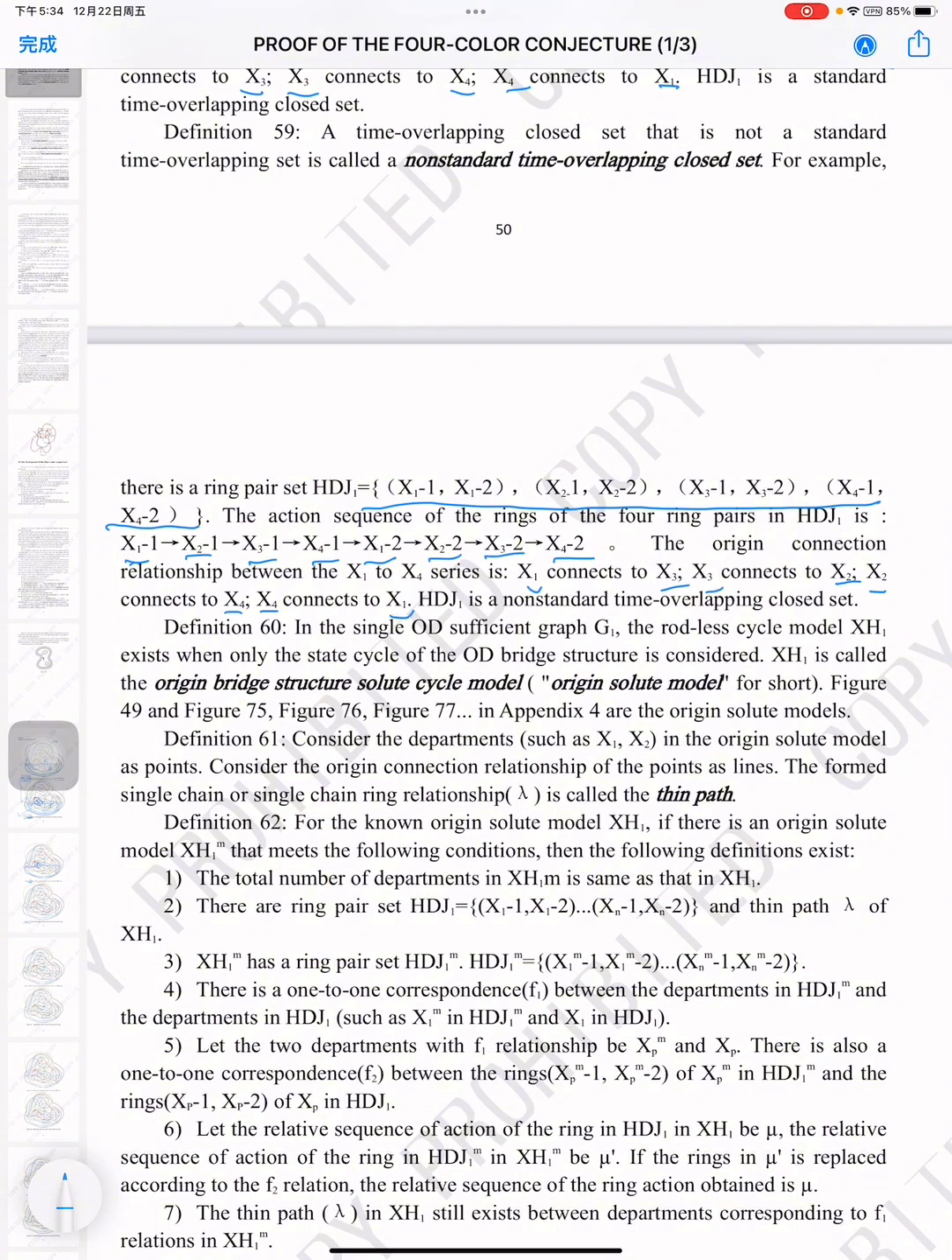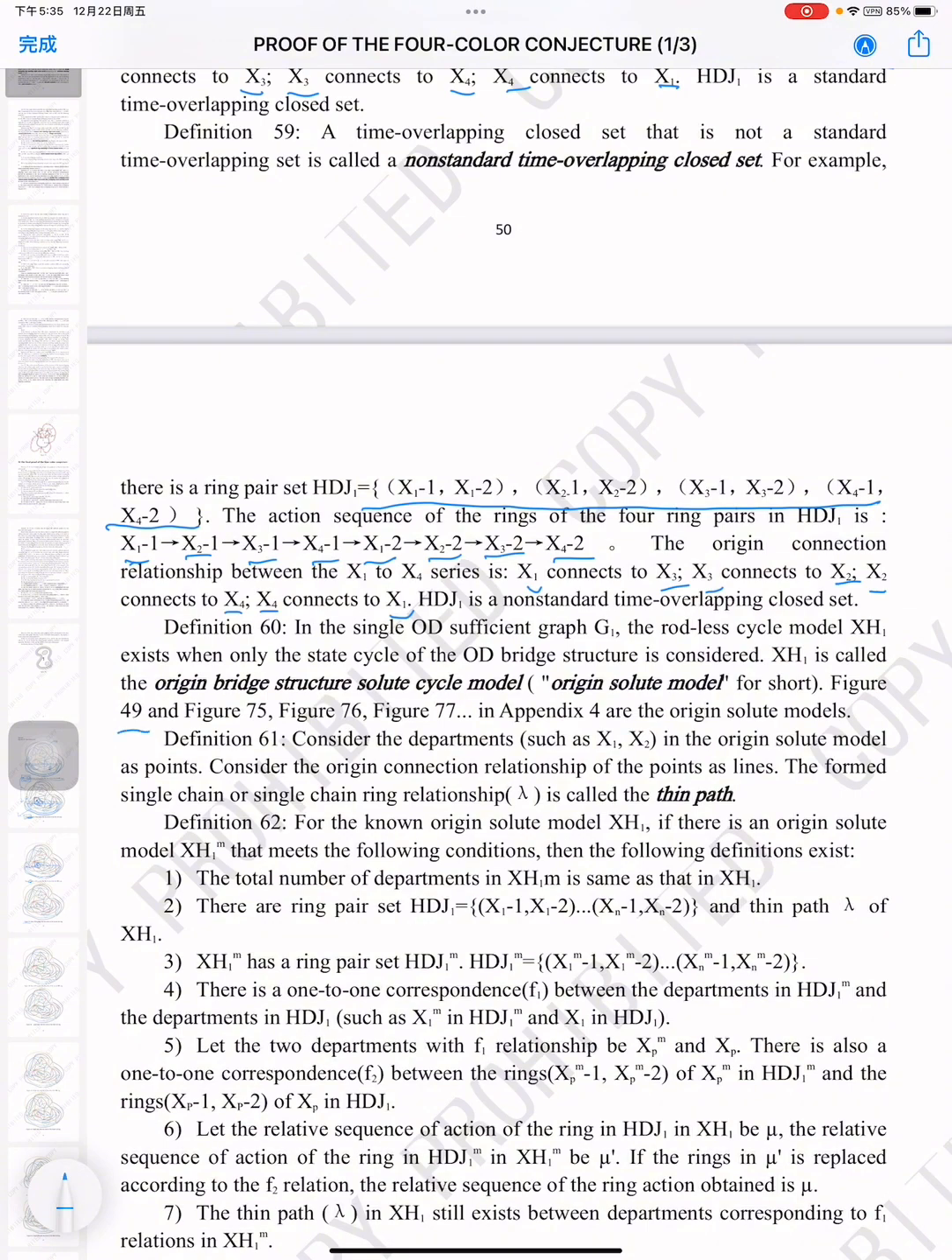Definition 60. In the single OD sufficient graph G1, the Rhodley cycle model XH1 exists when only the state cycle of the OD bridge structure is considered. XH1 is called the origin bridge structure Sloot cycle model, origin Sloot model for short. Figure 49 and Figures 74, 75, 76, 77, and so on in Appendix 4 are the origin Sloot models.